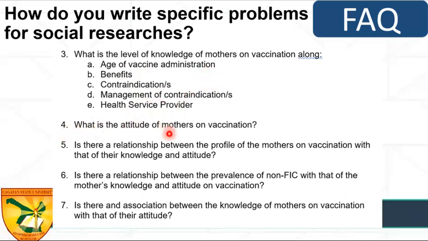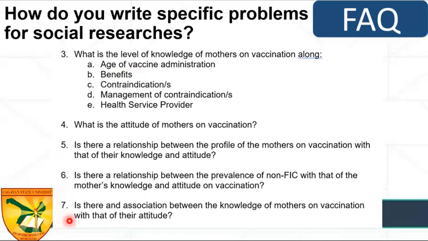Fourth is what is the attitude of mothers towards vaccination. So this one does not need any domains actually, because it's the attitude of mothers towards vaccination. So this could be made more specific: what is the attitude of mothers towards childhood vaccination?